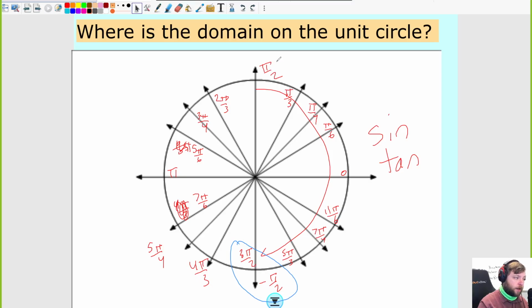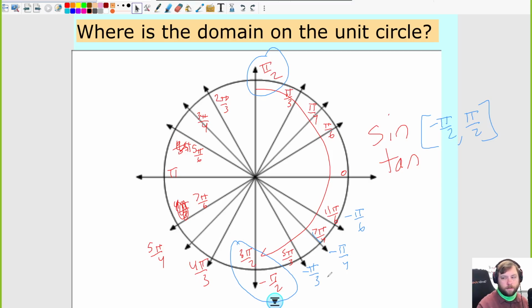So what I'm saying for my domain here, I'm going to go from negative pi over 2 to positive pi over 2. So while this is negative 3 pi over 2, it's also this. This angle right here would also be, well, let's start from 0. This would be negative pi over 6. This one would be negative pi over 4, kind of mirroring what's happening here. Okay. Well, there's another visual.